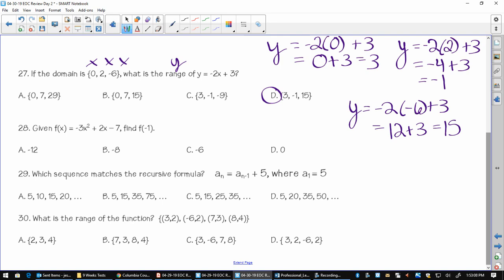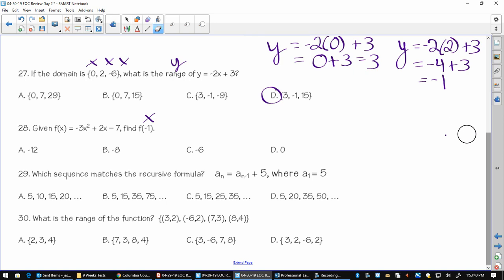28 is very similar, but instead of listing out multiple x values, they just say, given this equation, find f of 1. Remember, if something is in parentheses, that's an x value. If it said like f of x equals -1, this would be a y value. If it's inside the parentheses, that's x. If it's set equal to the number, that's y. So we're given an x value here to plug in and solve for y. So we're going to do the exact same thing I just did above. This equation is just a little more complicated, but that's okay.